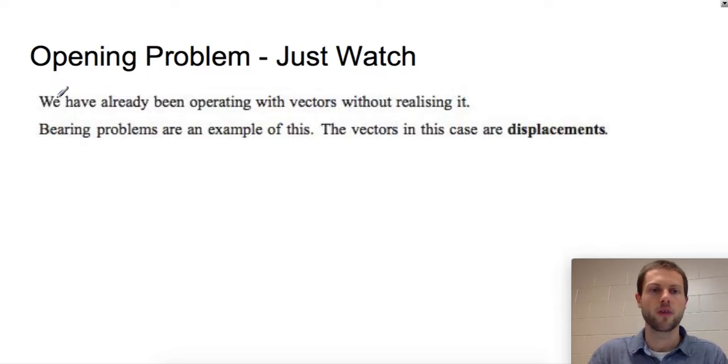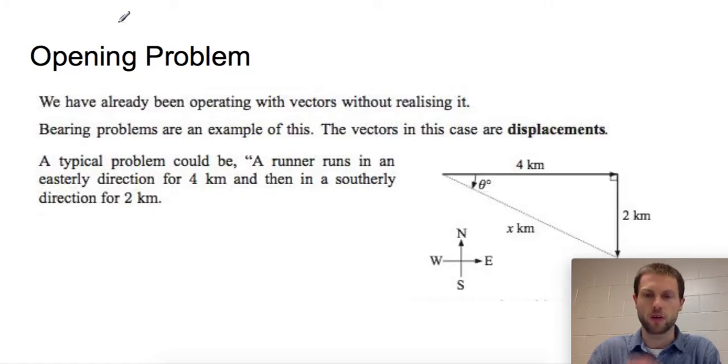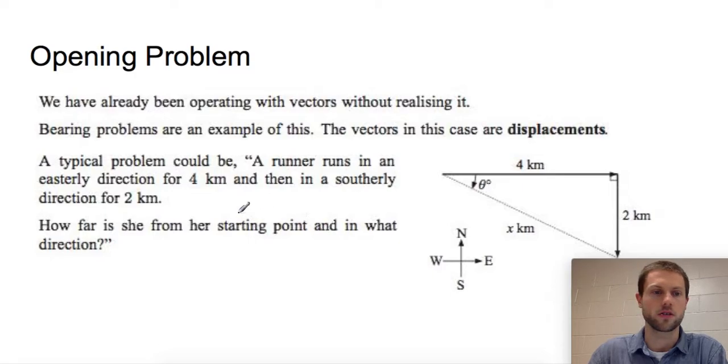So consider this. We've been actually talking about vectors without realizing it. Bearing problems are an example of this. These vectors are called displacements. So a typical problem could be a runner runs in an easterly direction for 4 kilometers and then in a southerly direction for 2 kilometers. This can be expressed with a triangle, east running for 4 kilometers, south running for 2 kilometers. And if the question became what is the total distance, or how far did this runner go from the starting point and in what direction, this is a bearing problem.